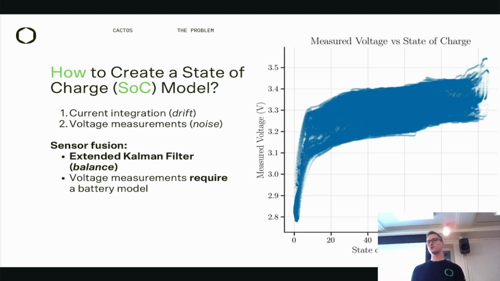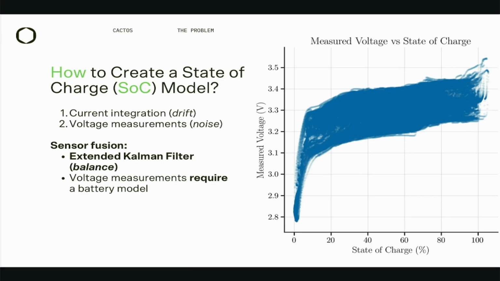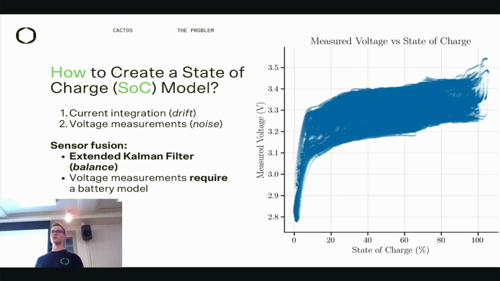So, how to create a state of charge model? The simplest way of estimating the state of charge is just integrating current over time, basically calculating the amount of charge that's going in and out of the battery. But the issue with this is that the estimate can drift over time, and it may be inaccurate because the initial state of charge estimate might have been inaccurate.